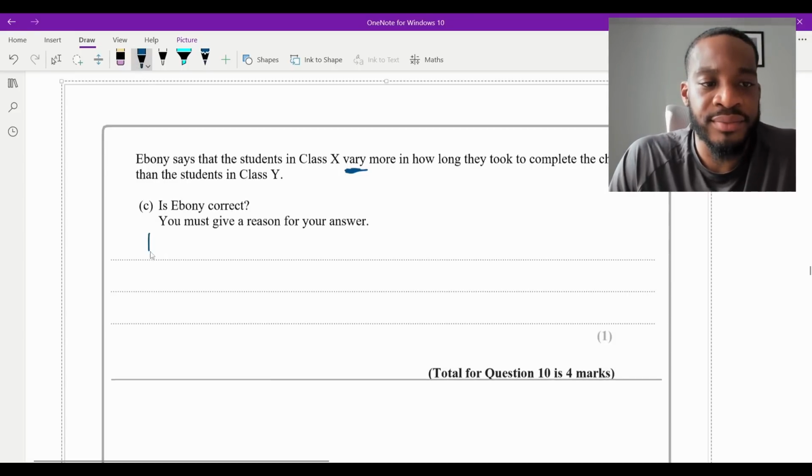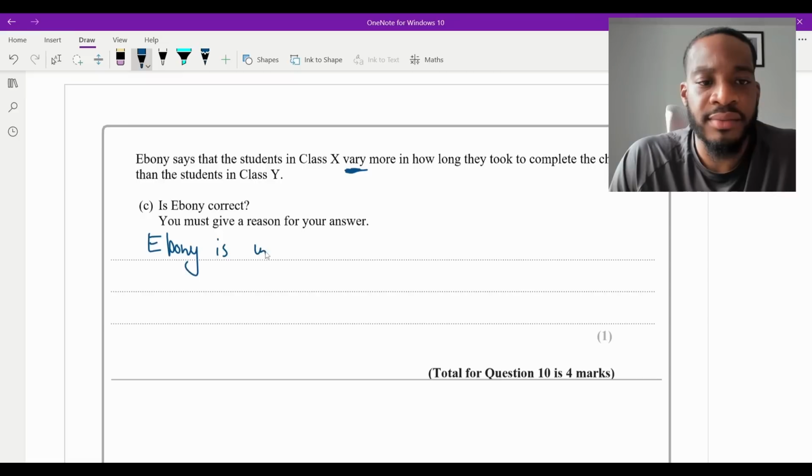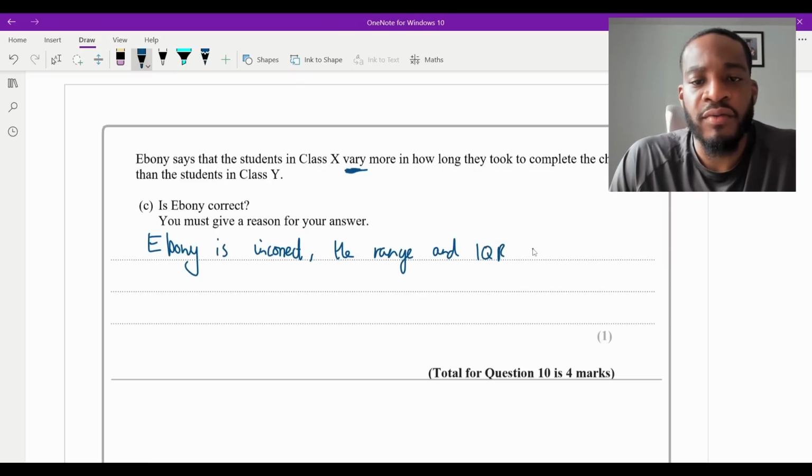So Ebony is incorrect. Okay. The range and interquartile range for class X are smaller than class Y. All right.